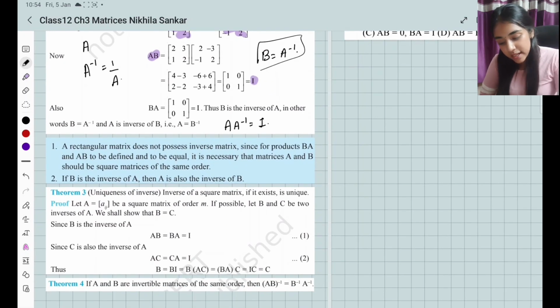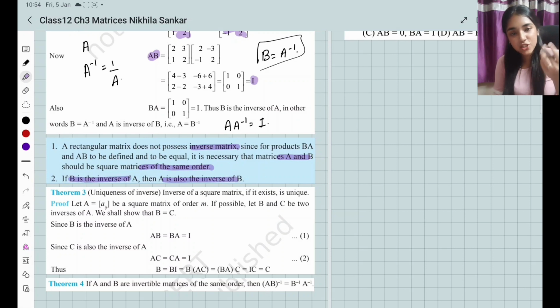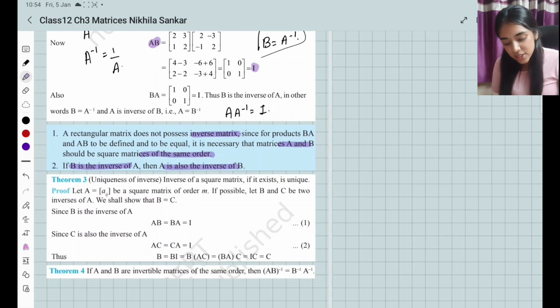Okay, and a rectangular matrix does not possess an inverse. ஒரு square matrix க்கு மட்டும் தான் inverse இருக்க போகுது. Okay, and AB to be defined and equal, it is necessary that matrices A and B should be square matrices of same order. ஒரே ஆர்டர்ல இருக்கணும். Okay, and B is the inverse of A, A is also the inverse of B. இப்போ A equals A dash na A dash ஓட inverse என்ன? A. Okay, so இதெல்லாம் inverse.